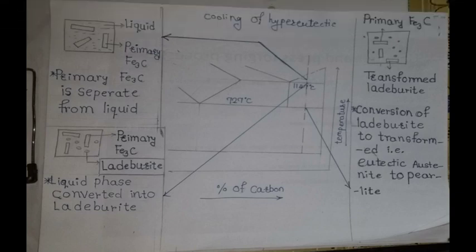rectangular. Primary cementite is represented in a rectangular structure, and the liquid phase is also present here. And below, at 1147 degrees Celsius, the liquid phase is converted into ledeburite.